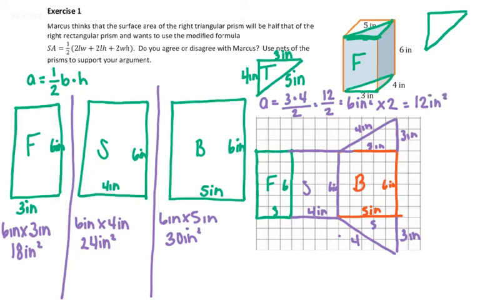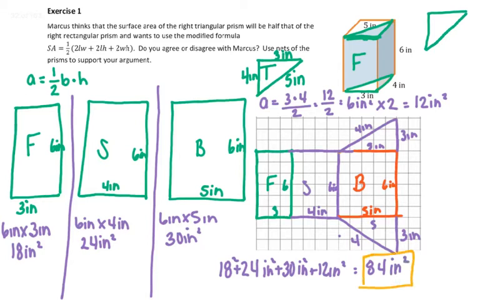So I'm going to add these all up now. So I've got 18 inches squared plus 24 inches squared plus 30 inches squared plus 12 inches squared. And when I add all of these up, we have 18 plus 24 plus 30 plus 12, and that gives us 84 inches squared. 84 inches squared is our surface area.